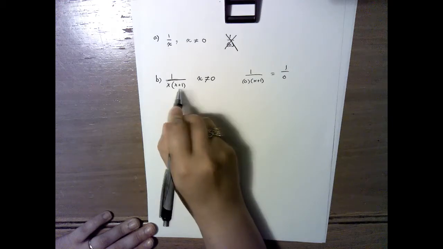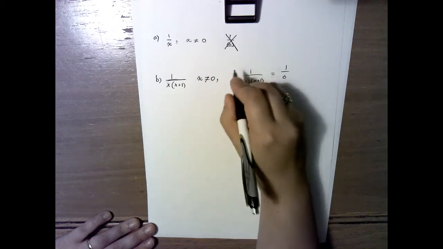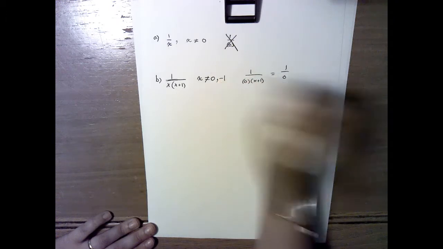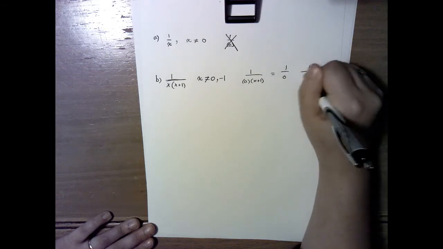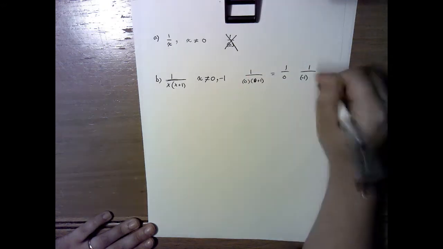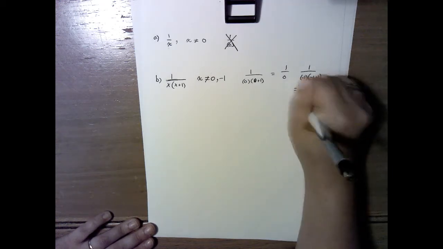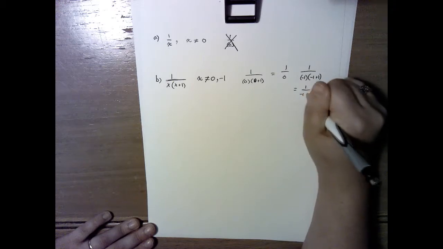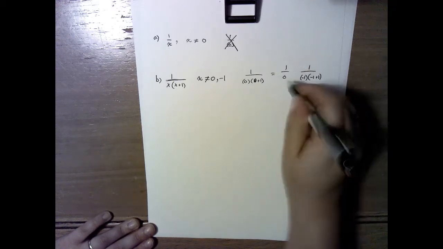And then my other restriction is caused by this bracket over here. So this one is x can't equal negative 1. Because if x equaled negative 1, I'd have 1 over, or sorry, this one was a 0, times negative 1 plus 1, and that would equal 1 over negative 1 times 0, and that can't happen.